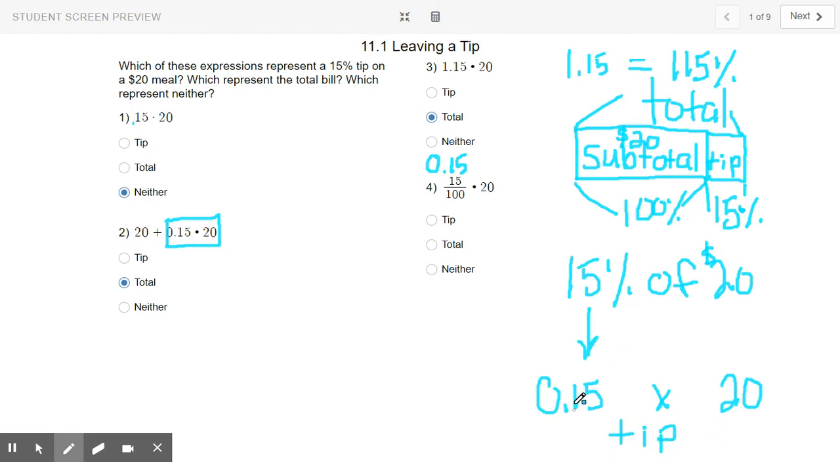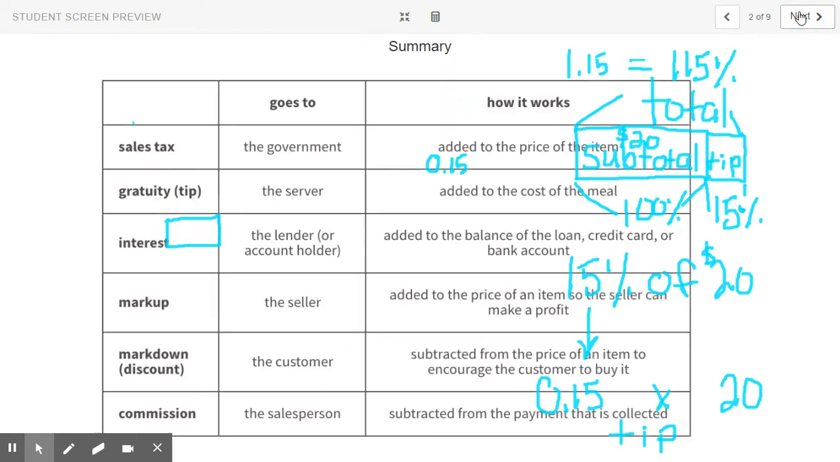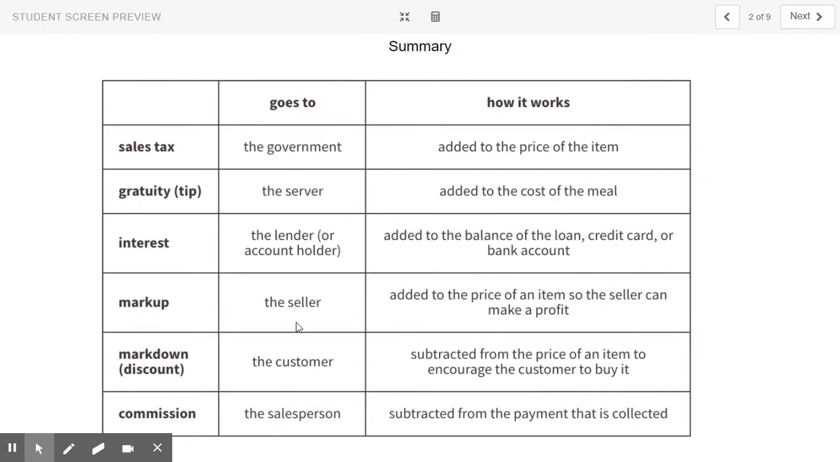It's 15% of the original subtotal of $20. So again, this is going to be my tip. All right. So let's see what's next. I actually did something different. This is a summary of the lesson. Basically, it's telling you kind of how these things work.